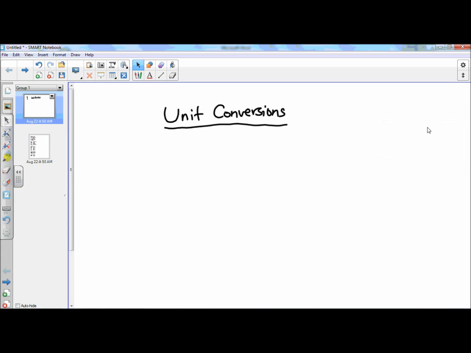For this video, you are going to need your calculator and you will need your unit conversion factor sheet that you picked up. Today we're going to be working on the other side. We're not going to be doing metric conversions, we'll be doing unit conversions.